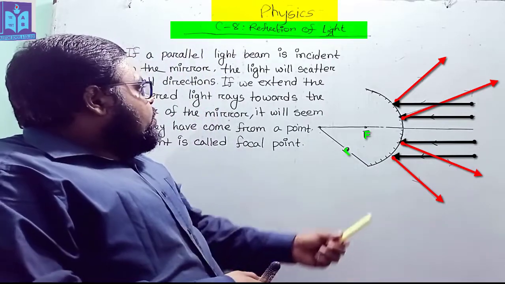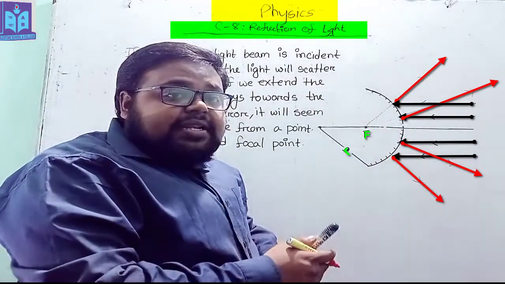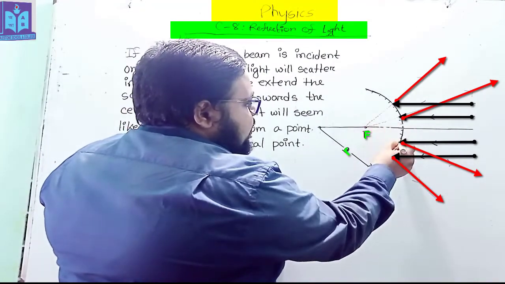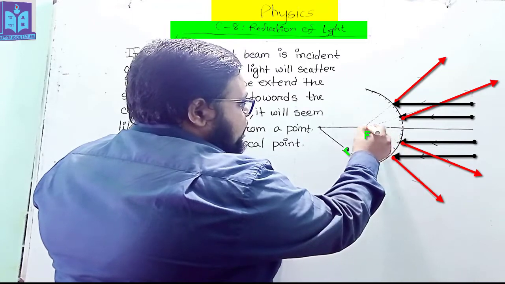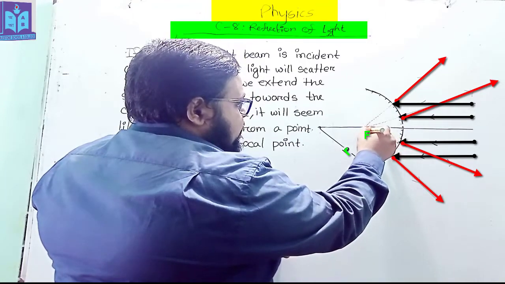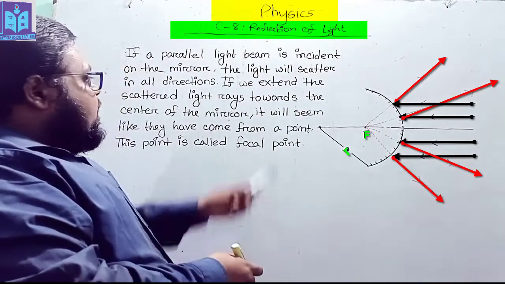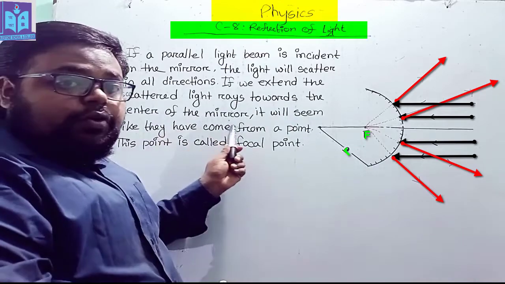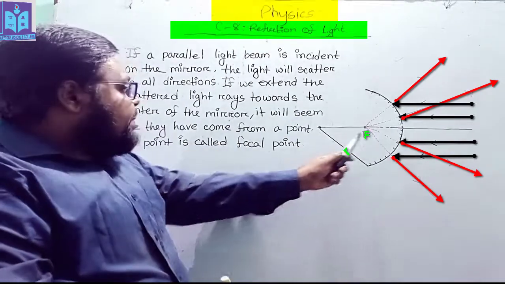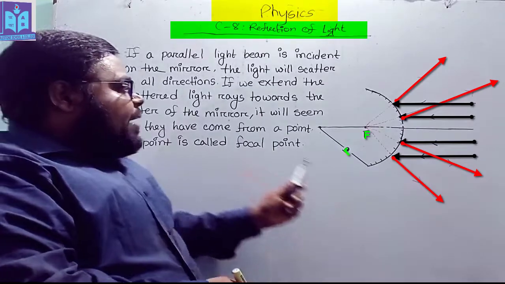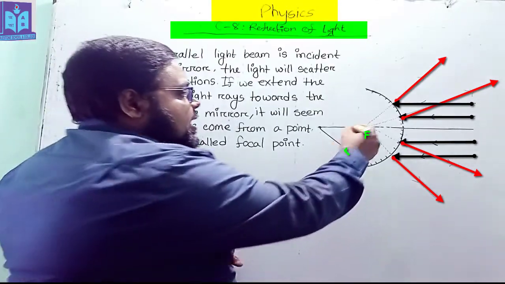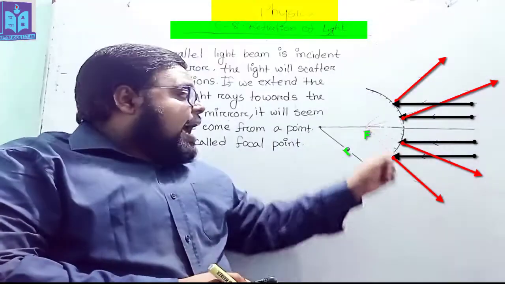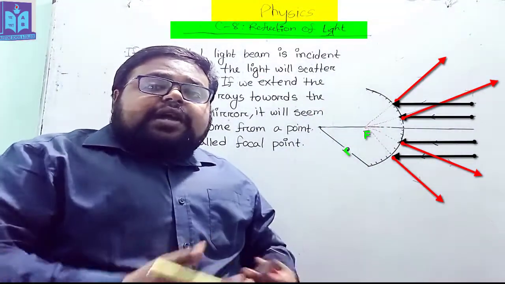So if we extend the scattered light at the back side of the mirror, here you can see that if we extend the scattered light rays towards the center of the mirror, it will seem like they have come from a point. That means at that point it seems like the light comes from there, and that point is called the focal point.